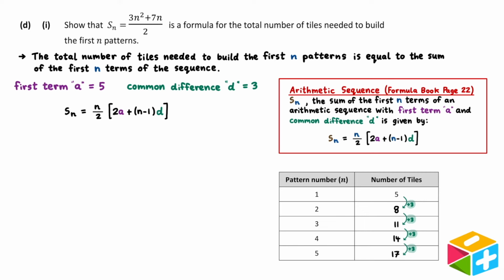Let's sub these two values into our formula. From here, we can do some simplification. 2 times 5 is 10. And for the n minus 1 times 3, we can multiply out the brackets. N times 3 is 3n. And minus 1 times 3 is minus 3.